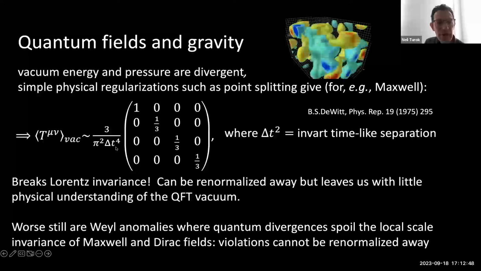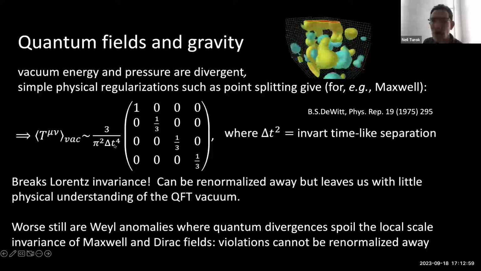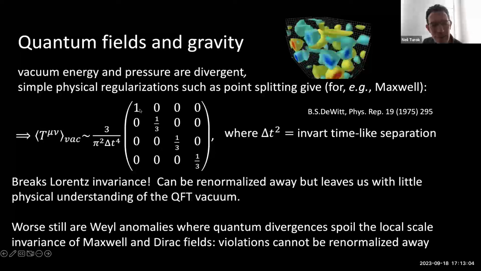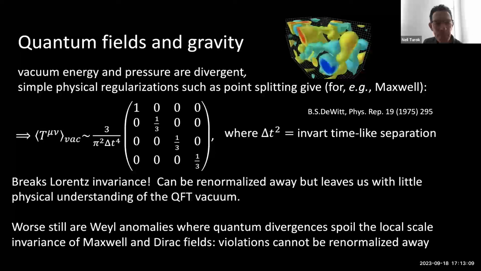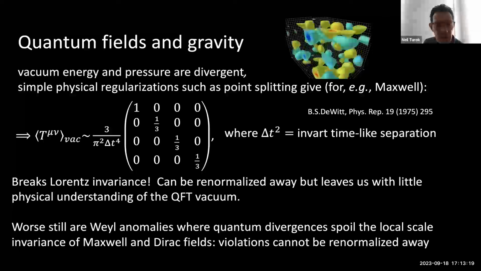Okay, so in the vacuum are sitting these violently fluctuating electromagnetic fields. As delta T goes to zero and you include modes of arbitrary energy, the stress tensor diverges, and even worse, it diverges in a way which is not Lorentz invariant. You can renormalize this away, but it means we actually do not know what is going on in the quantum field theory vacuum. When we couple it to gravity, gravity sees the divergences.